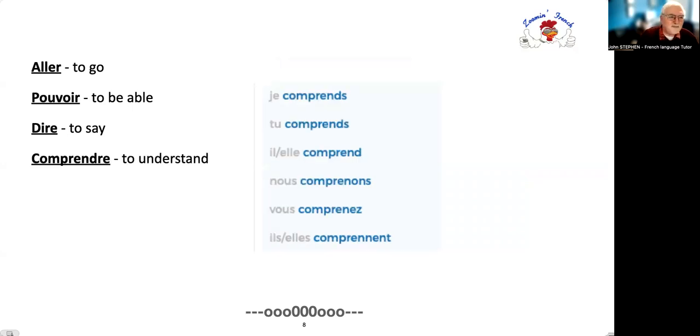Comprendre, the verb comprendre. Of course, this is one that we've all learned right at the beginning of our French studies. Ah, je ne comprends pas. Do you remember saying that? Maybe you still do. Hopefully, you won't have to be saying that for too much longer if you come and study lessons, study French with me in Zooming French. So let's conjugate this one. Je comprends, tu comprends, il comprend, nous comprenons, vous comprenez, ils comprennent.